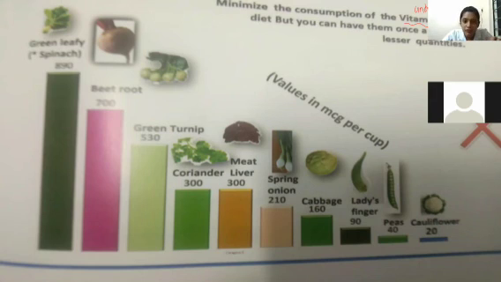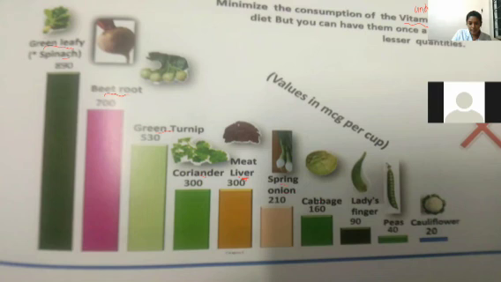So if we are taking warfarin and we are taking vitamin K rich food, what will happen? The result will be negligible. Nothing will happen. The effect will be neutralized. So while on warfarin therapy, we should avoid or reduce vitamin K rich food. So what are these vitamin K rich foods? This is given here. The high vitamin K content is in green leafy vegetables like spinach. Even the amount is given here. You can refer to it afterwards. In beetroot also, it is a vitamin K rich food. Then green turnip, coriander leaves, vitamin K is present. And in meat liver, vitamin K is there.